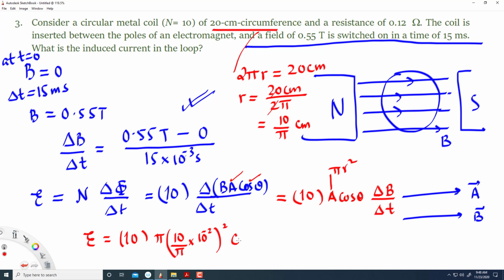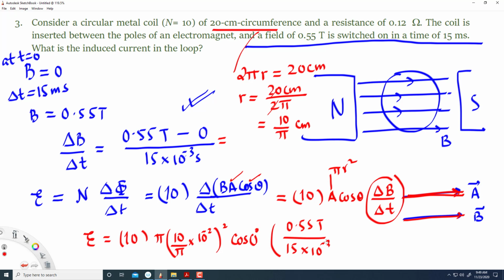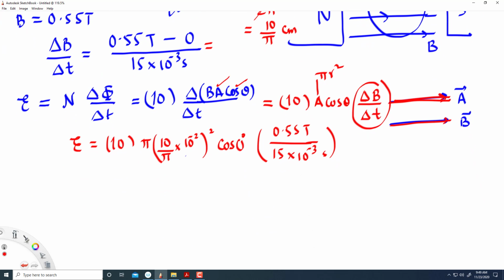And then cosine. What's the angle between A and B? 0. Yes, they are parallel, so that's 0 degrees. And then delta B over delta t is whatever you get from here, so that's 0.55 Tesla over 15 times 10 to the negative 3. When you do that calculation, that will give you the EMF. So let's find that out.